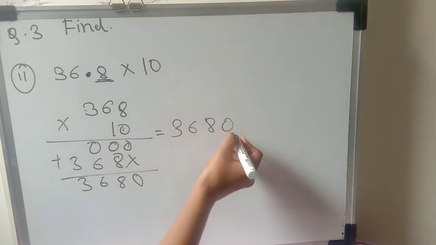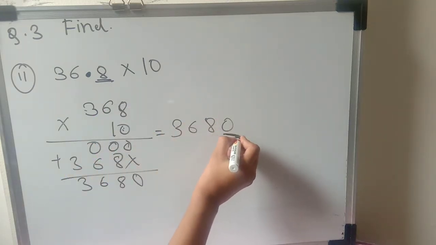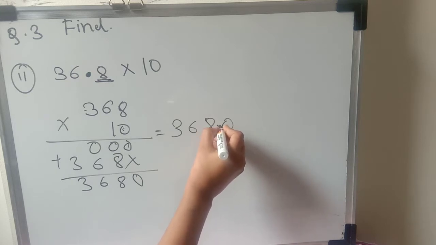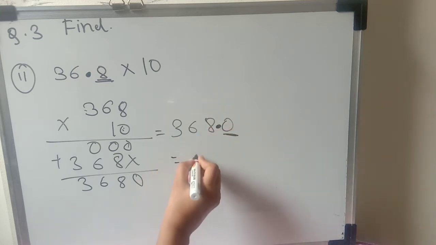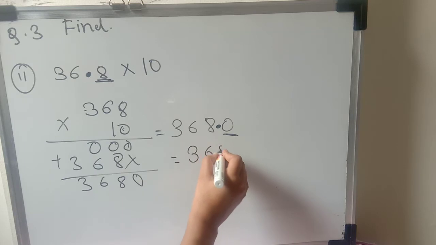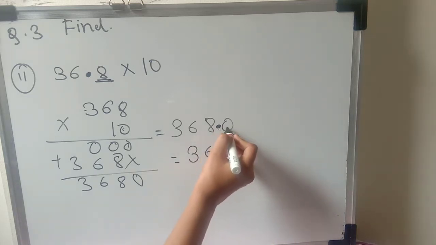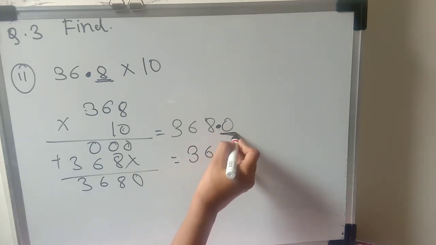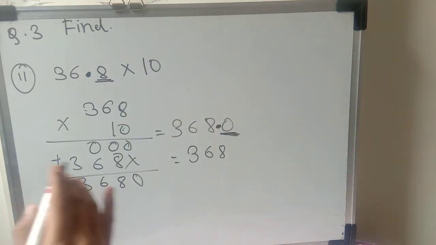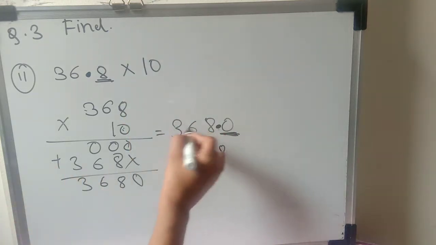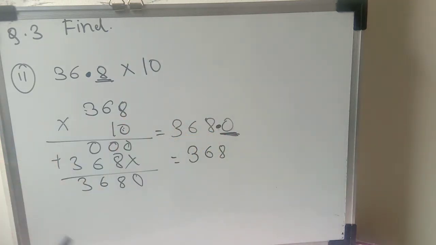Okay, so in the answer just count one digit from the right, and put the decimal point. So here we got the answer, that is 368. Okay, after the decimal, if 0 is there, there is no need to write the 0. You can write the number before the decimal as it is.